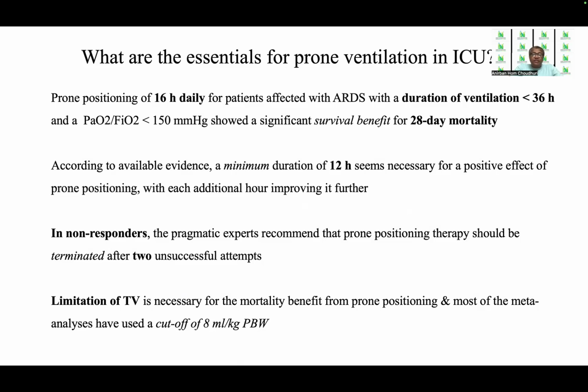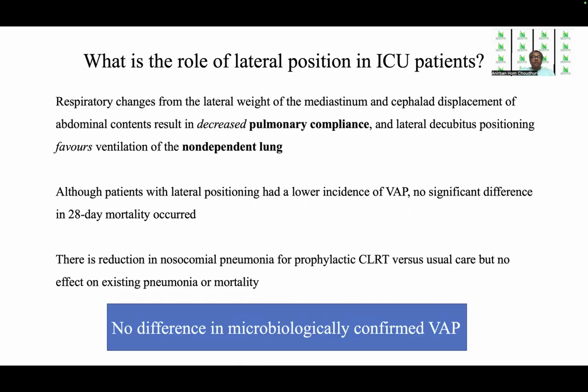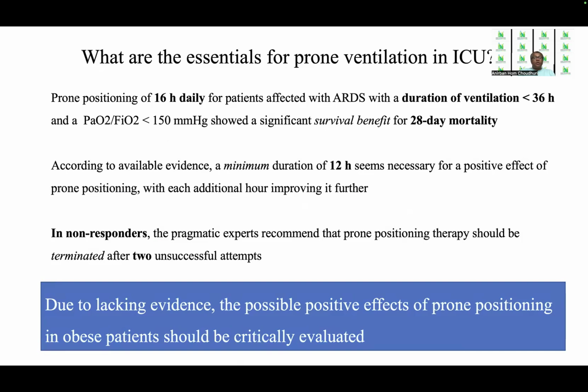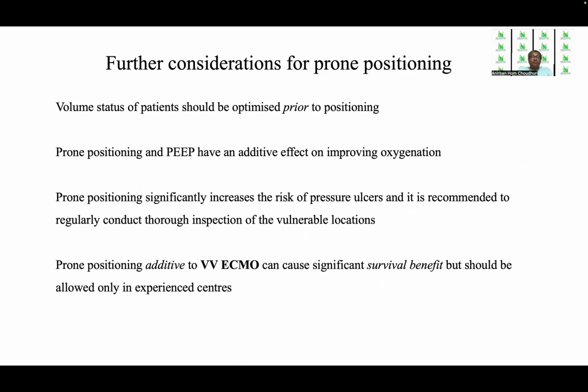And limitation of tidal volume is necessary for the mortality benefit from prone positioning, and most of the meta-analyses have used a cutoff value of 8 mL per kg of predicted body weight. So this is also very important. But due to lacking evidence, the possible positive effects of prone positioning in obese patients should be critically evaluated. So if the patient is obese, we cannot expect that prone ventilation is going to give extra benefit. But still, other factors should also be taken into consideration.